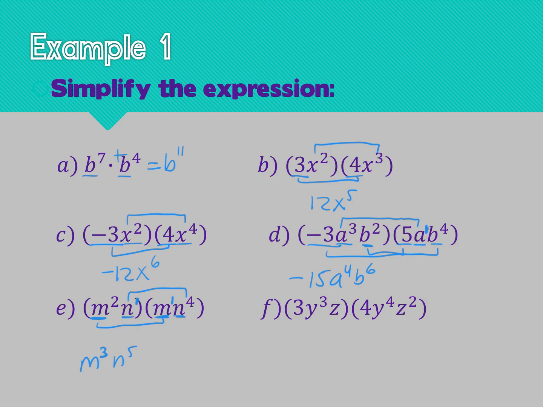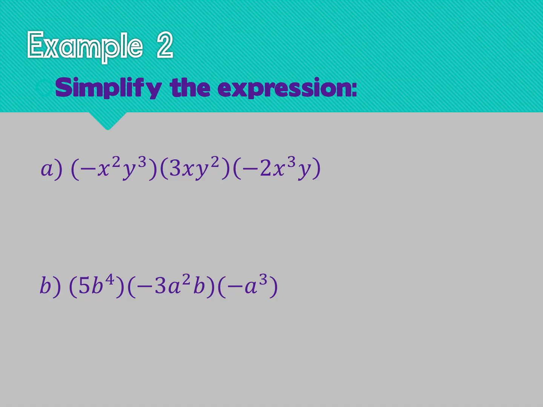And so for example F, again, coefficient with the coefficient. 3 times 4 is 12. Y times y. Add those exponents, it's going to be y to the seventh. Z times z. This is the same as z to the first, so I'm going to go ahead and add those exponents. This is going to get me z to the power of 3. All right.